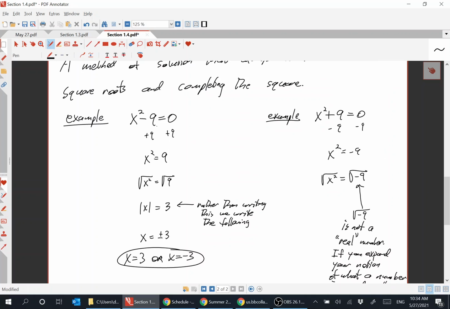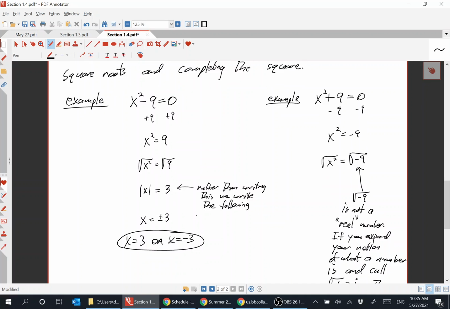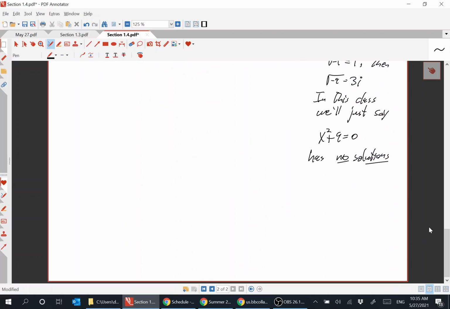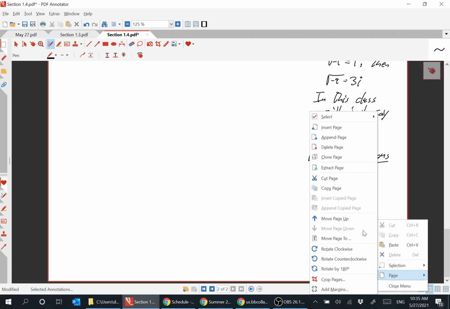Okay, so that's the basic idea with square roots. It's easy to explain when there's no middle term, when it's just x squared minus a squared. You move the a to this side, take the square root of both sides, and then x is plus or minus the thing you get on the right. But it works more generally than that. As a matter of fact, it always works.